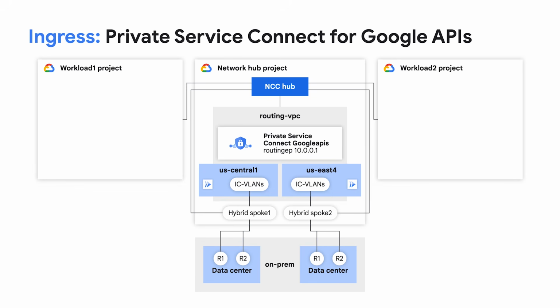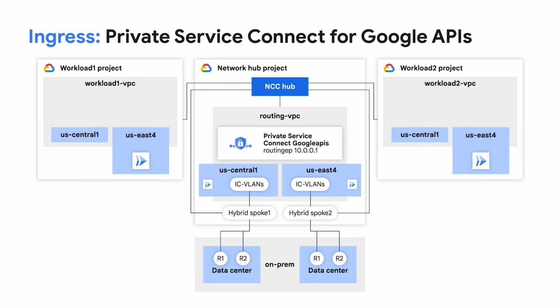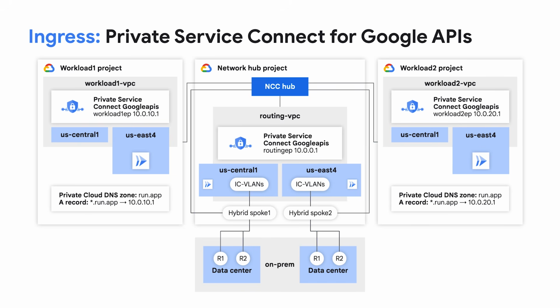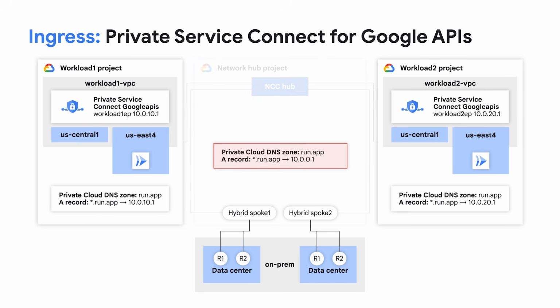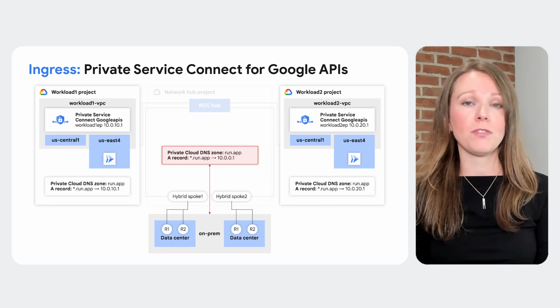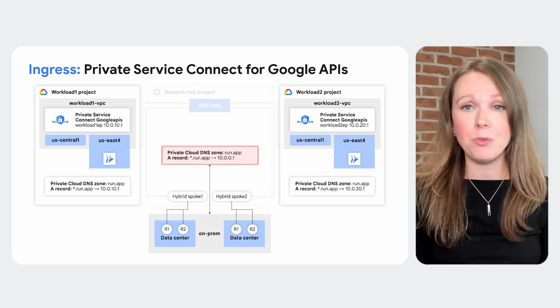PSC endpoints don't work across VPC peering, and they're not yet supported by the PSC propagation feature in Network Connectivity Center. So you'll need to deploy a PSC for Google APIs endpoint in each VPC that requires access to Cloud Run services. You'll also need a private DNS zone for run.app in each VPC, along with a forwarding zone for any hybrid traffic that needs to reach Cloud Run. This setup is a good fit if you're calling your service via the default run.app URL.